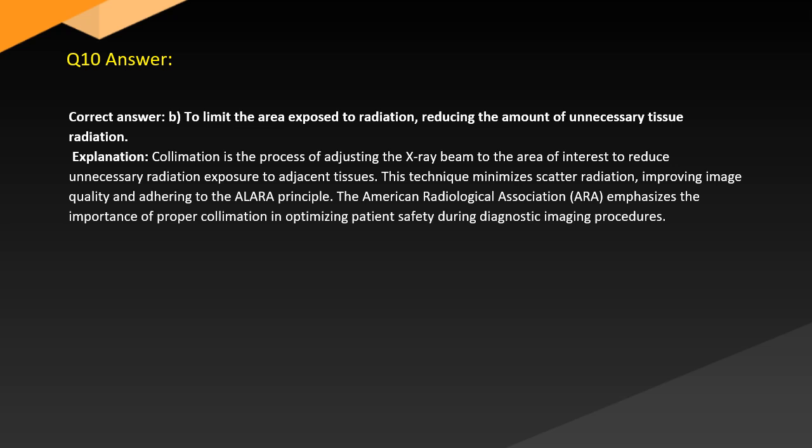Answer. Correct answer. B. To limit the area exposed to radiation, reducing the amount of unnecessary tissue radiation. Explanation. Collimation is the process of adjusting the X-ray beam to the area of interest to reduce unnecessary radiation exposure to adjacent tissues. This technique minimizes scatter radiation, improving image quality and adhering to the ALARA principle. The American Radiological Association (ARA) emphasizes the importance of collimation in optimizing patient safety during diagnostic imaging procedures.